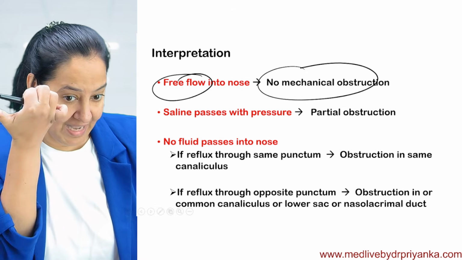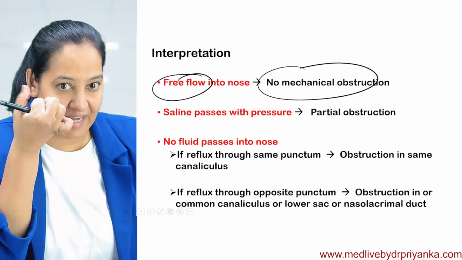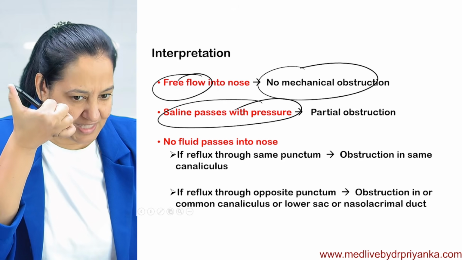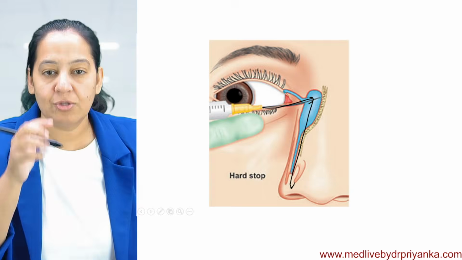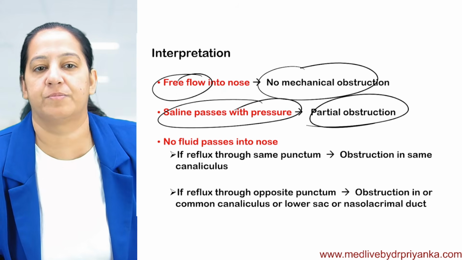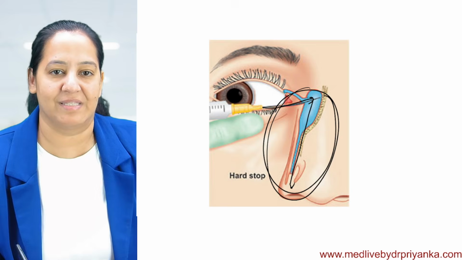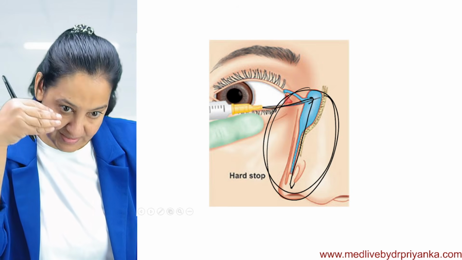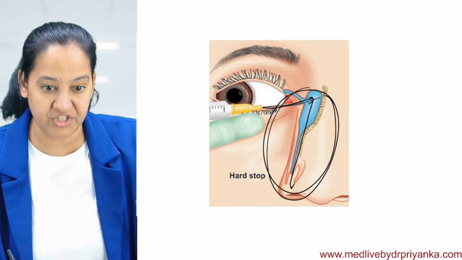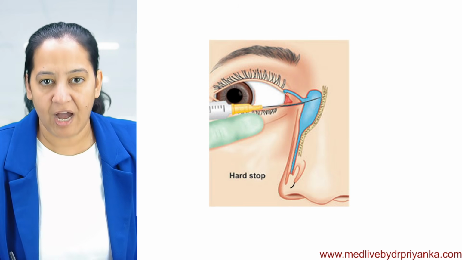But while putting the saline, if you are putting the saline with pressure, you feel a resistance. The saline is going with some resistance. So there is partial obstruction at some level. Which level we don't know, but there is partial obstruction. And if no fluid is passing, if we're not putting the pressure, the saline is not going inside, so there is complete obstruction, and it is regurgitating in case of complete obstruction. I hope you are getting it.